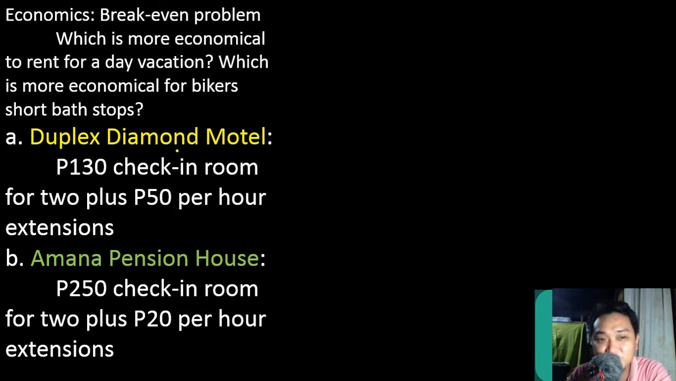Let us try to first express the charge for Duplex Diamond Motel into linear equation. Let's say we have a fixed charge of 130 pesos plus the 50 per hour extension. So this is the same as y is equivalent to 50x plus 130. O bakit ganyan? Kasi yung 130 dito, fixed charge siya.